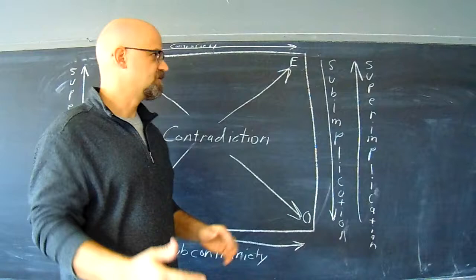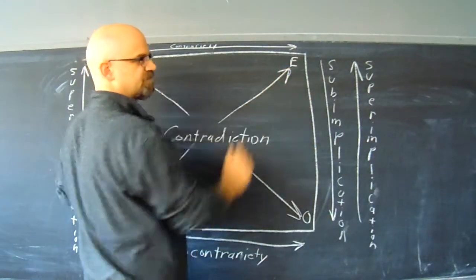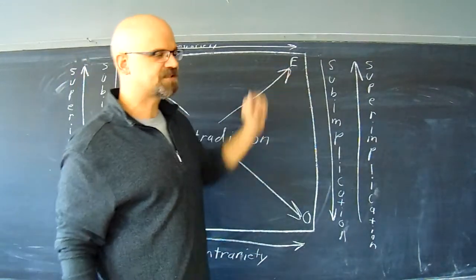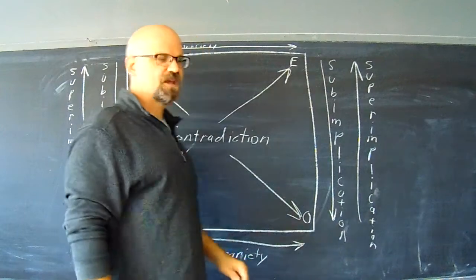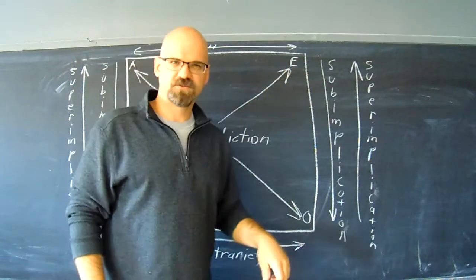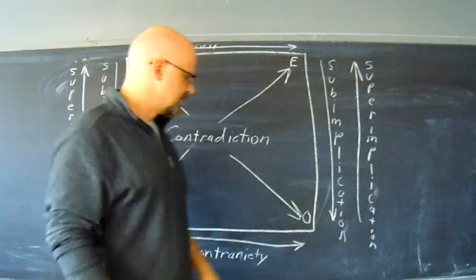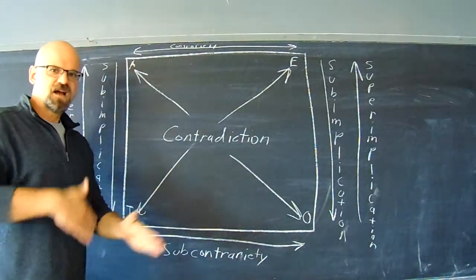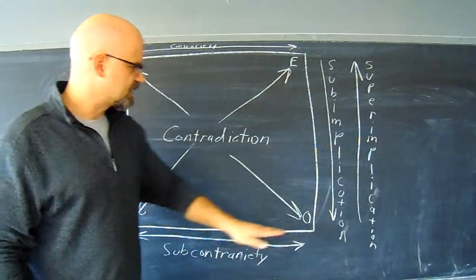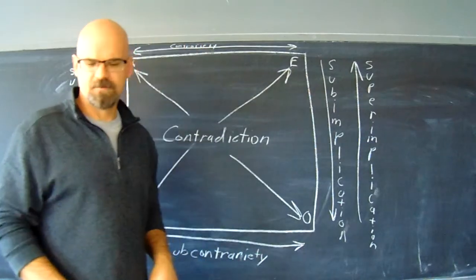Okay? You can have an A statement and an E statement that are both false, but you cannot have an A statement and an E statement that are both true. Okay? Got it? We already went over that. Subcontrariety is the opposite. It's the relationship between I statements and O statements.